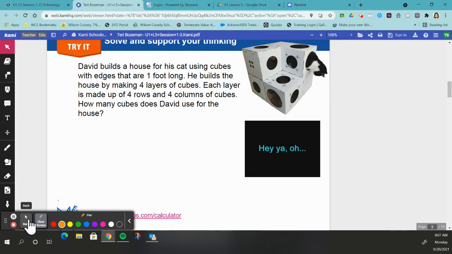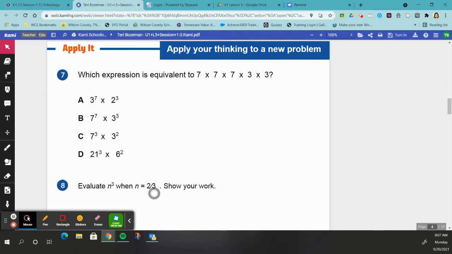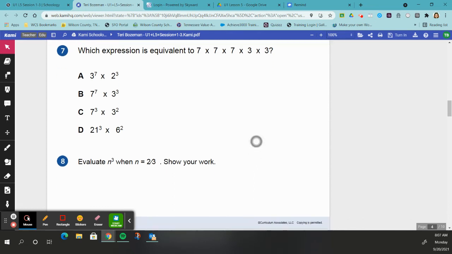Let's take a look at some more problems. So that was a real world try-it problem. We're going to look at some apply-it problems now.